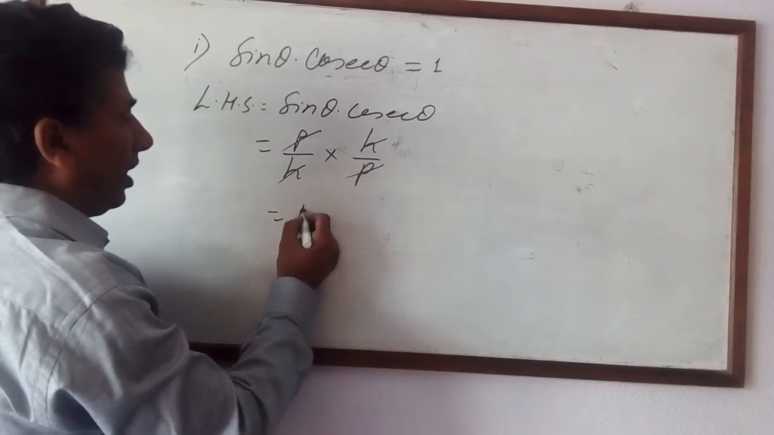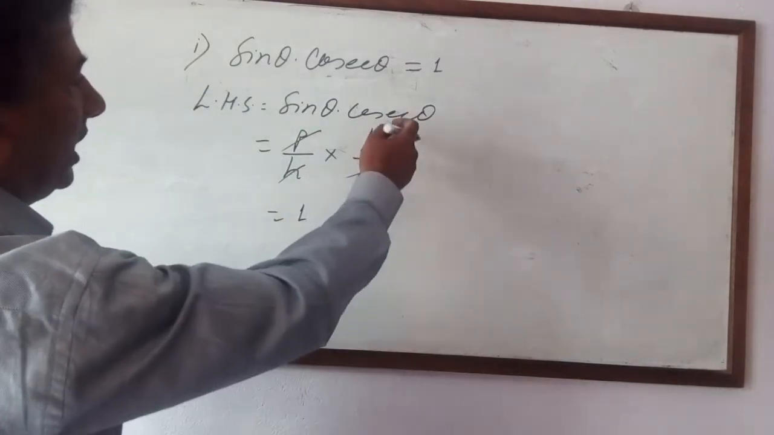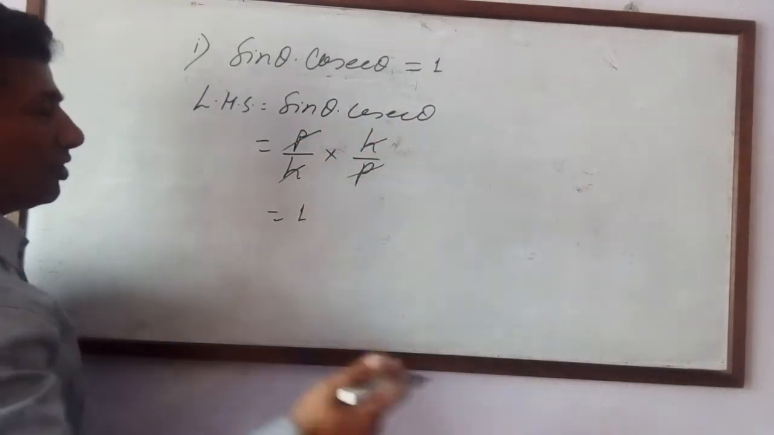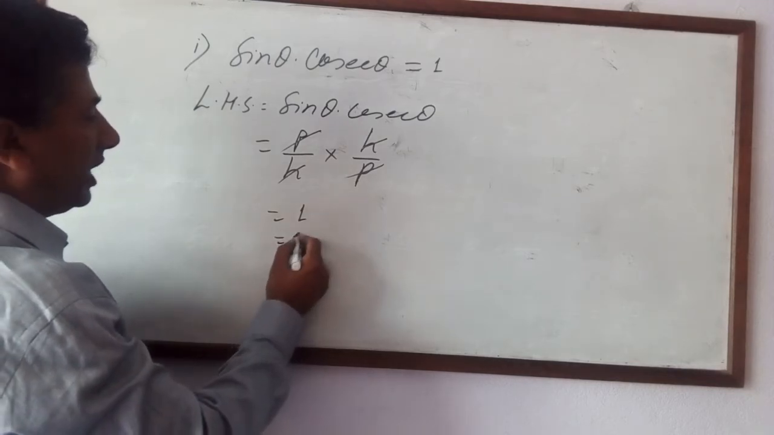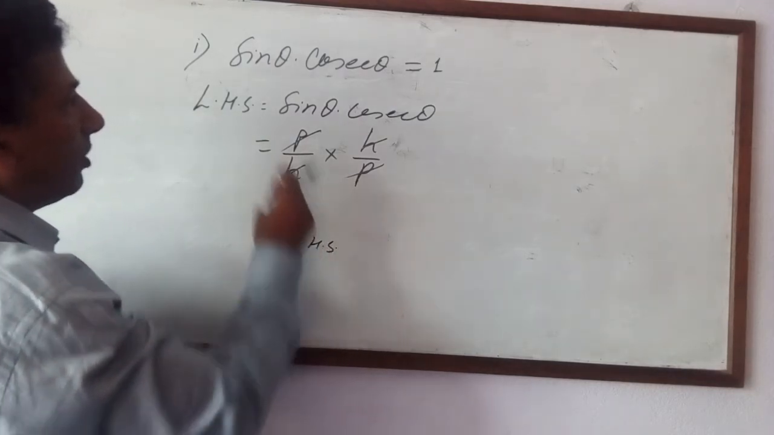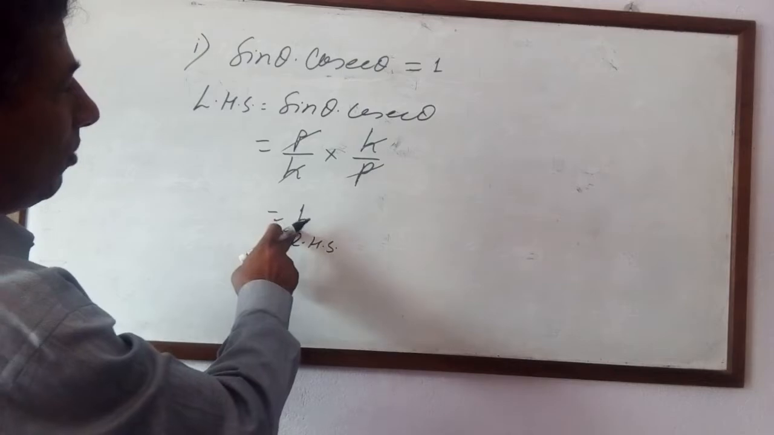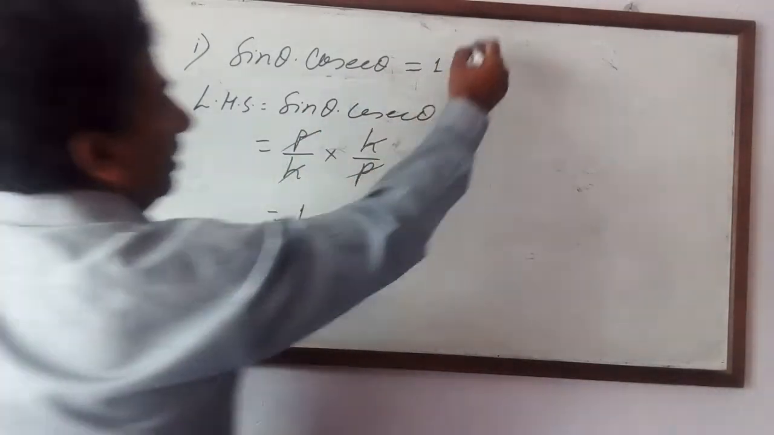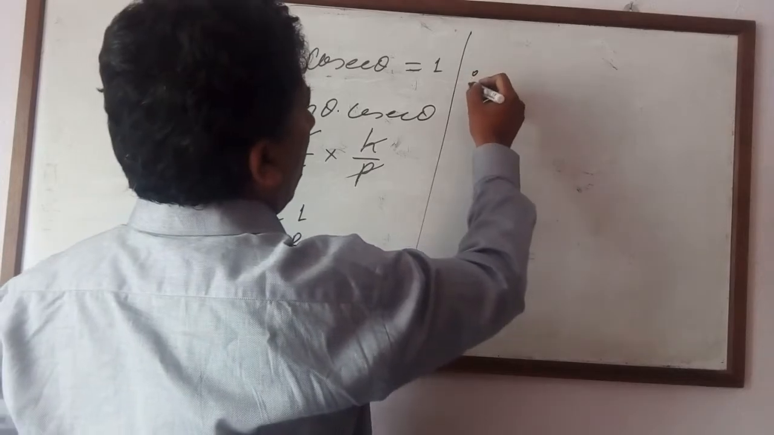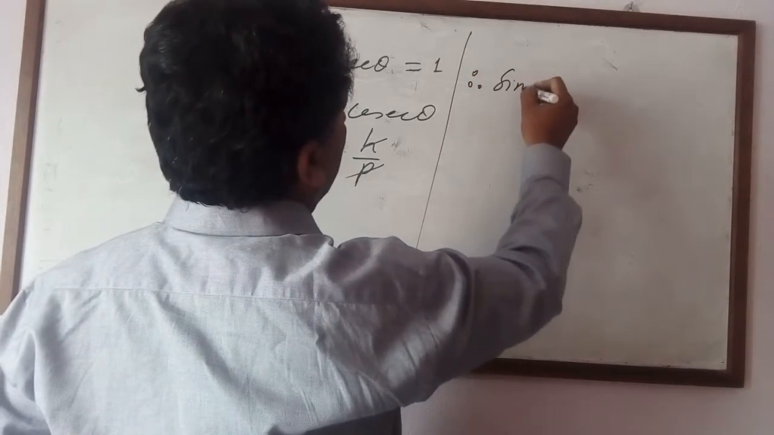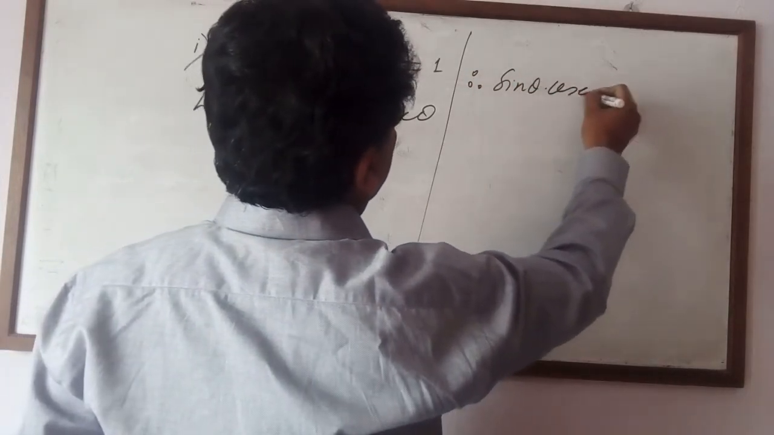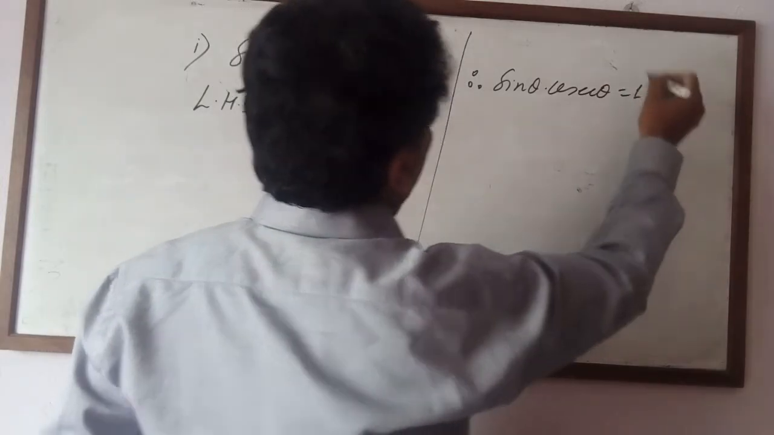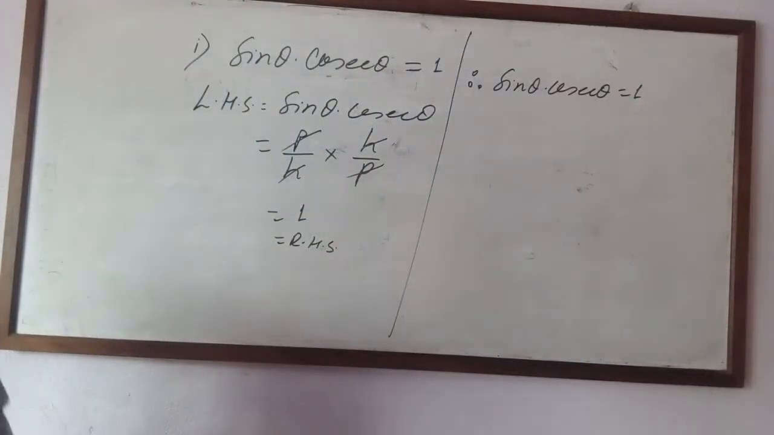After cancelling, there is 1. 1 by 1, 1 by 1, it means total 1, which is equal to the RHS. Now what we did: from the left hand side we proved 1, and the right hand side is also 1. It means that it is equal to 1. Therefore, sine theta times cosec theta equals 1. We proved this relation. This is the formula.